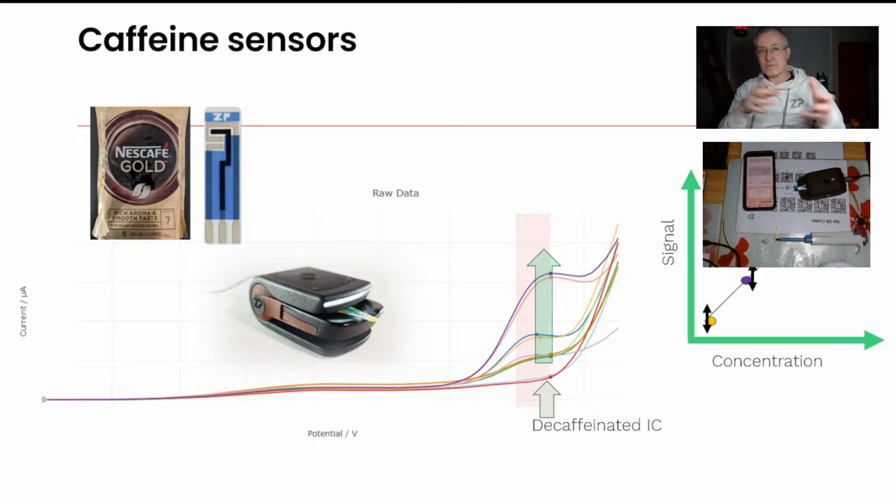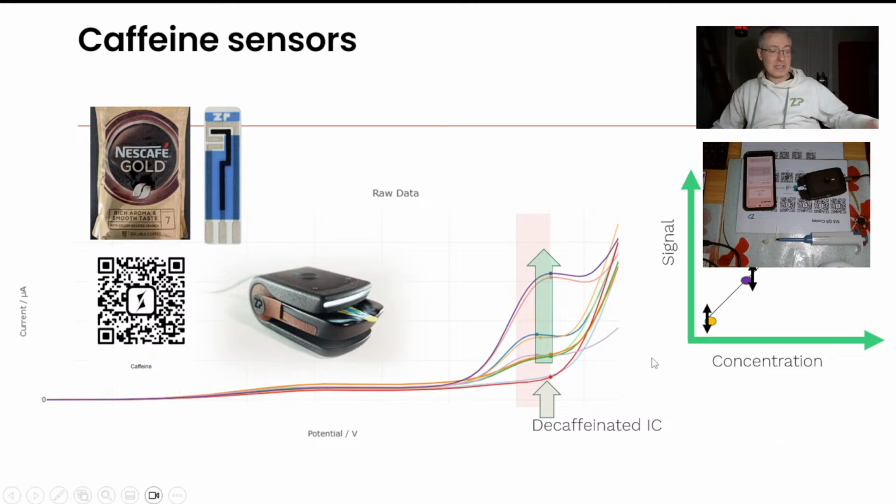Everything was controlled, and the only variable was actually the amount of caffeine in the sample. So we were able to develop an assay really quickly, and we've even made a QR code for it. So we do the sensor or potentiostat.